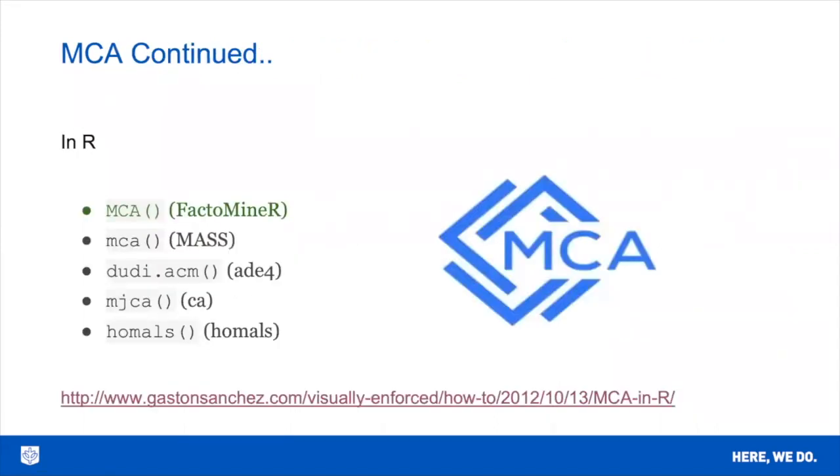And these are some of the libraries. There are many libraries for MCA, and we use the FactoMineR library in R for our analysis. I also provide a link that has additional information, including implementation of MCA.